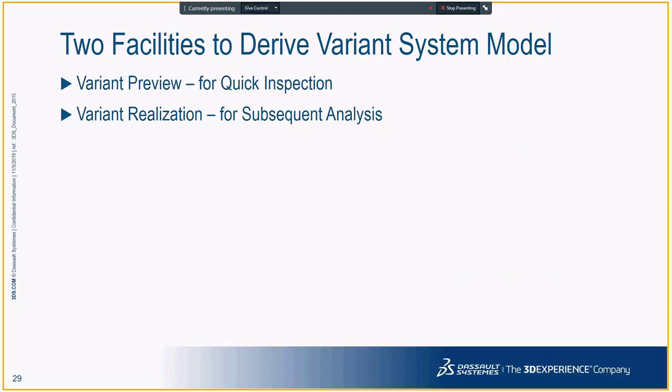So we do have two facilities to derive a variant system model. One is called variant preview, for a quick inspection, and that's just a visual thing for the end user. And another is variant realization, and this is basically a real model transformation which goes into the model and makes the prescribed changes to arrive at a particular variant. So let me show you a couple of screenshots here.